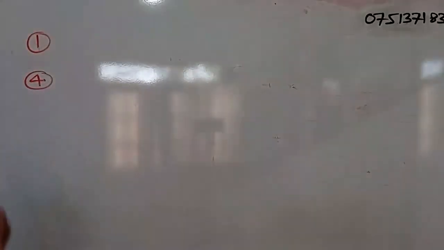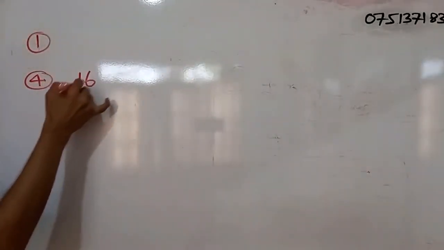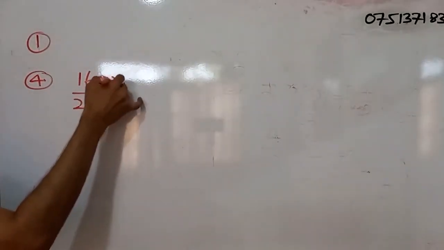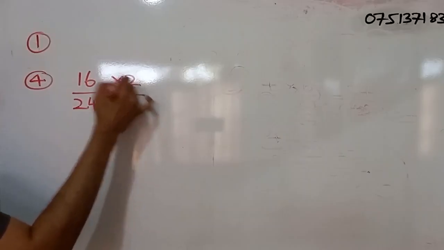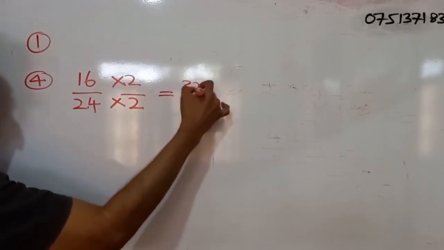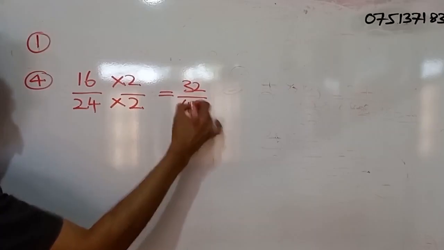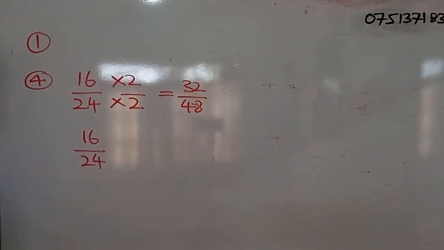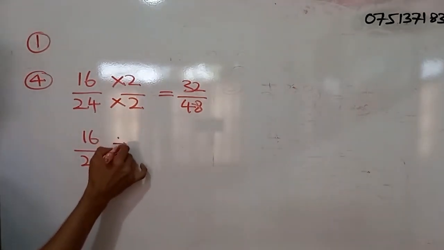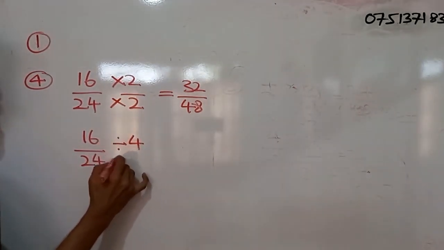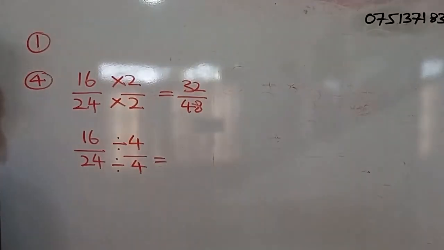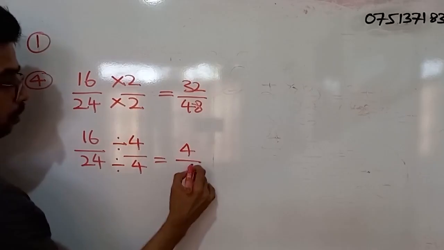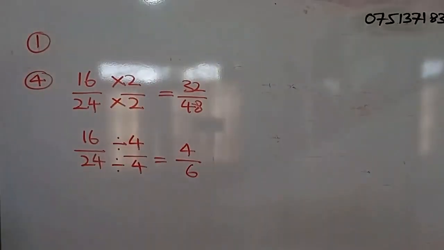So the fourth part, that is 16 by 24. I will multiply the numerator by 2 and the denominator by 2. So 16 times 2, I get 32. 24 times 2, I get 48. Again 16 by 24, I'm going to divide the numerator by 4 and the denominator by 4 also. 16 divided by 4 is 4. 24 divided by 4 is 6. So these are the answers.